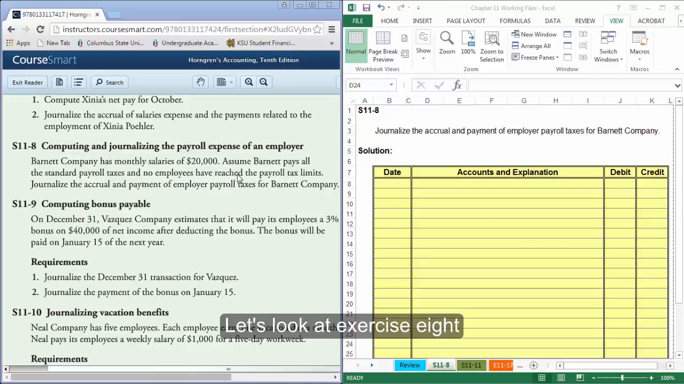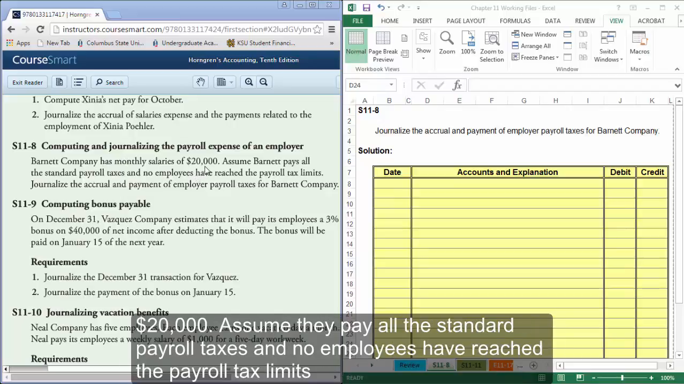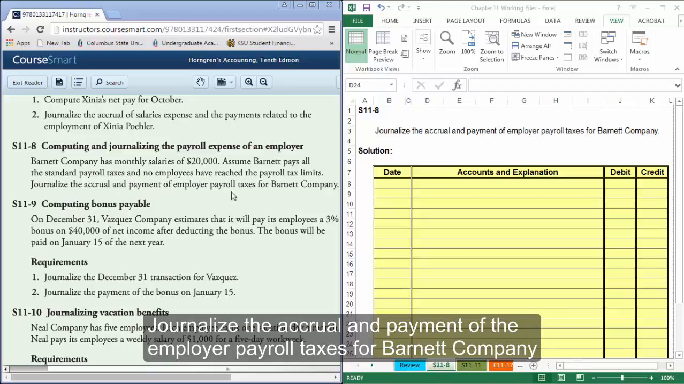All right, let's look at exercise 8 in chapter 11 in your text. Here we're going to compute and journalize some payroll expense. So we've got Barnett & Company, and it says they have monthly salaries of $20,000. Assume they pay all the standard payroll taxes and no employees have reached the payroll tax limits. So journalize the accrual and payment of the employer payroll taxes for Barnett & Company.